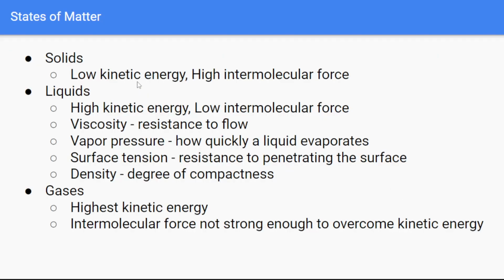And so when you look at each state of matter, solids have low kinetic energy, high intermolecular force. Liquids have a higher kinetic energy but a lower intermolecular force. And a couple different terms that we use to describe liquids would be viscosity, that's the resistance to flow, vapor pressure, how quickly a liquid evaporates, surface tension, the resistance to penetrate the surface, and then density, the degree of compactness. Gases have a high kinetic energy, which means the intermolecular force is not strong enough to overcome that kinetic energy.